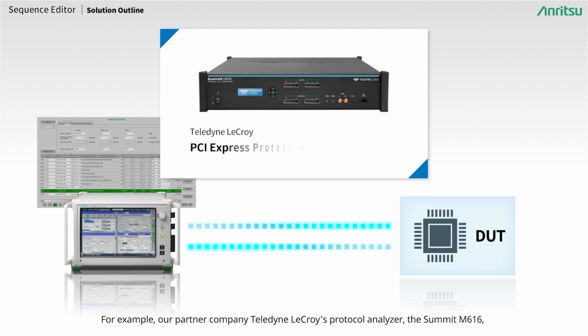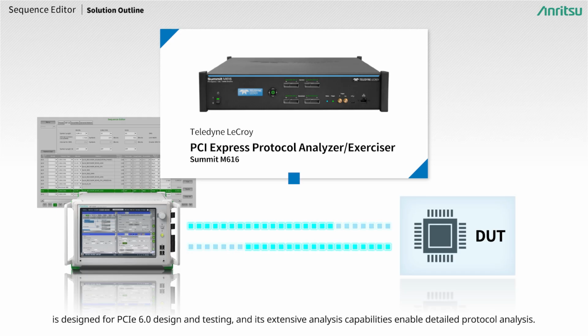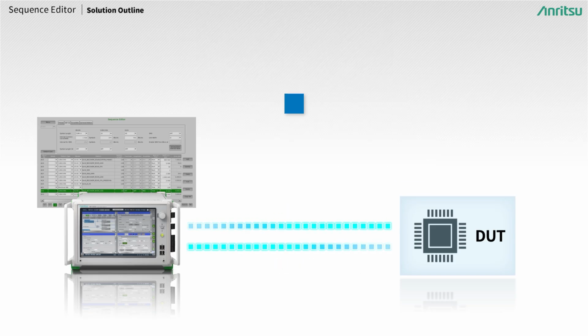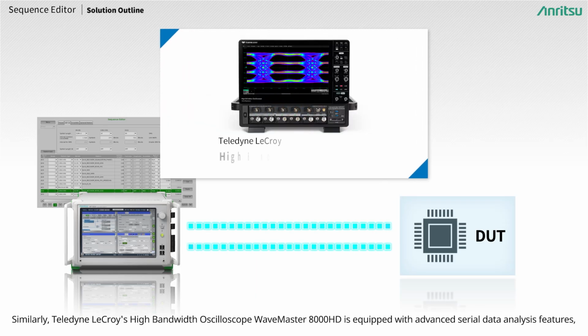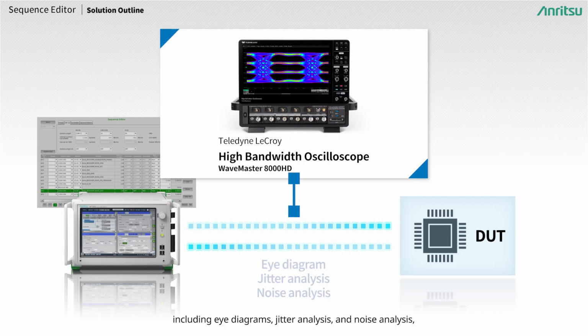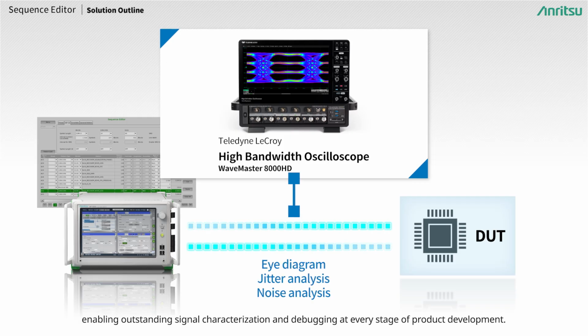For example, our partner company Teledyne LeCroy's protocol analyzer, the Summit M616, is designed for PCIe 6.0 design and testing, and its extensive analysis capabilities enable detailed protocol analysis. Similarly, Teledyne LeCroy's high-bandwidth oscilloscope WaveMaster 8000HD is equipped with advanced serial data analysis features, including eye diagrams, jitter analysis, and noise analysis, enabling outstanding signal characterization and debugging at every stage of product development.